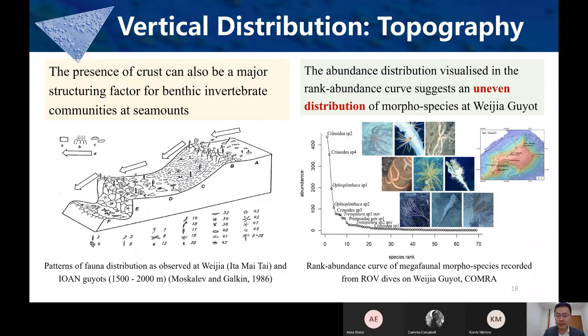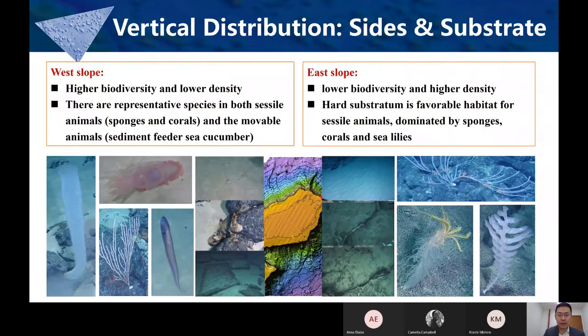Here is another case for the size and the substrate in our seamount. Biodiversity, density, and representative species are different in different slopes, such as in the west slope and the east slope. Here are some pictures from these different sites.